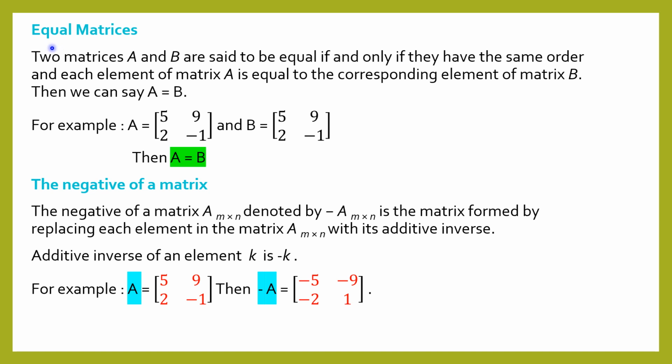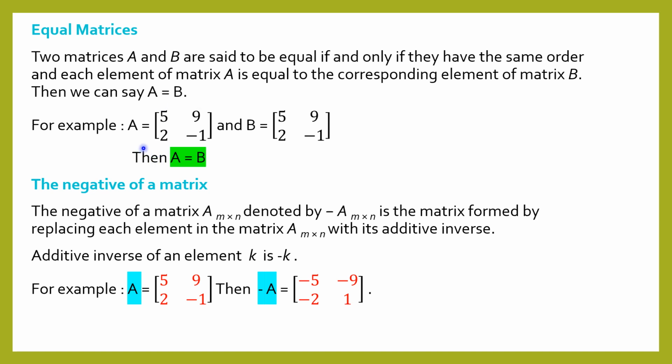Other than the types, we have two kinds of matrices. The first one is equal matrices. The next one is the negative of a matrix. Two matrices A and B are said to be equal if and only if they have the same order and each element of matrix A is equal to the corresponding element of matrix B. Then we can say A equal to B.